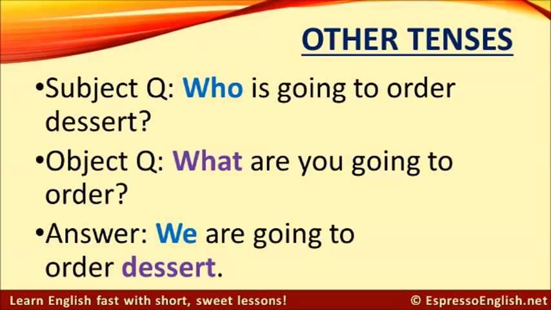The subject is we. To form the subject question, ask, who is going to order dessert? The object of the sentence is dessert. So to form the object question, ask, what are you going to order?